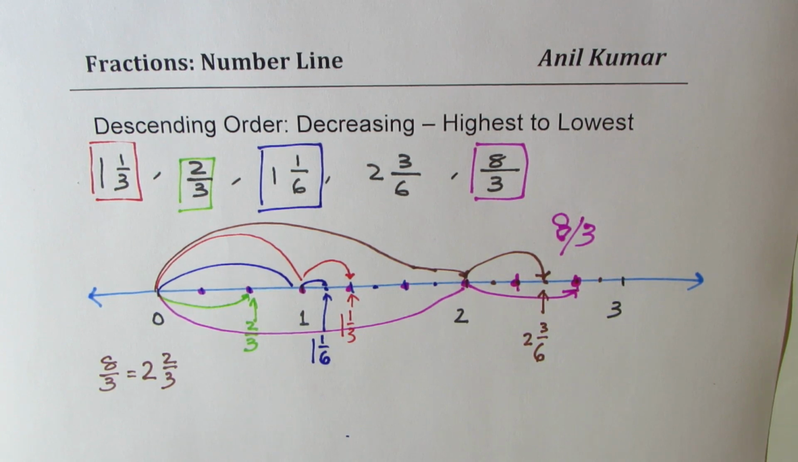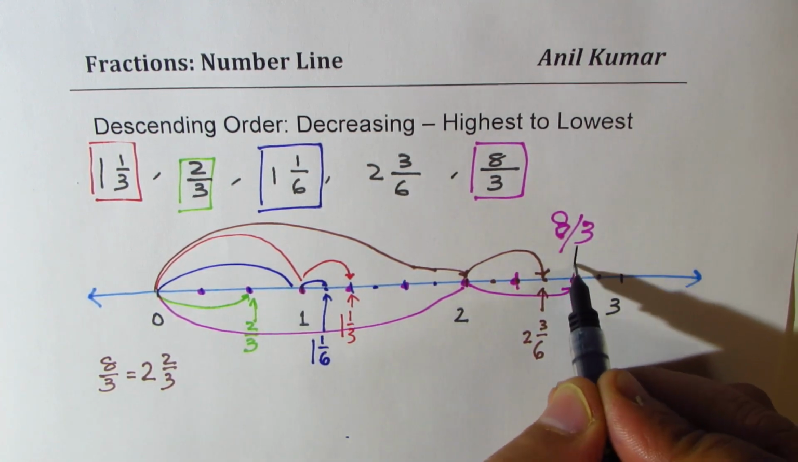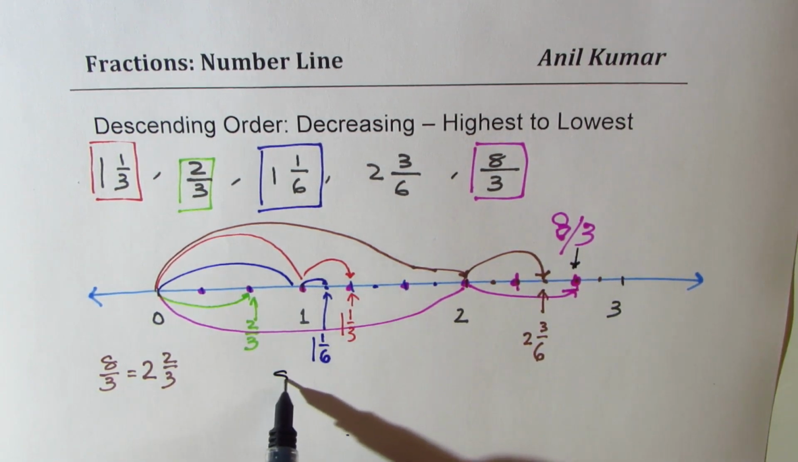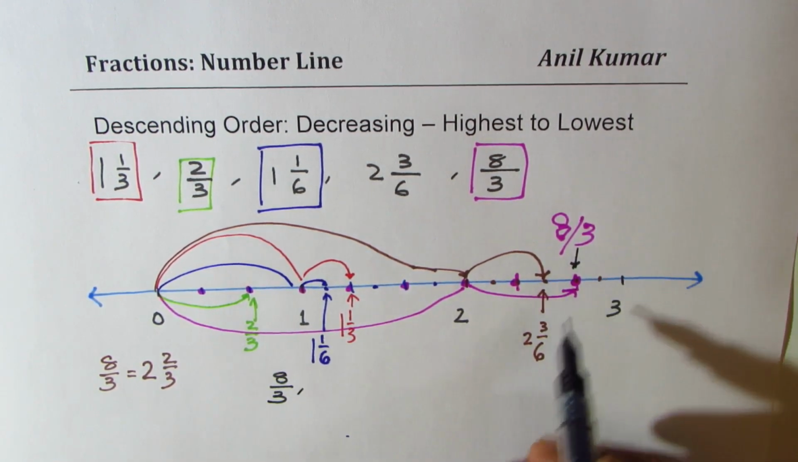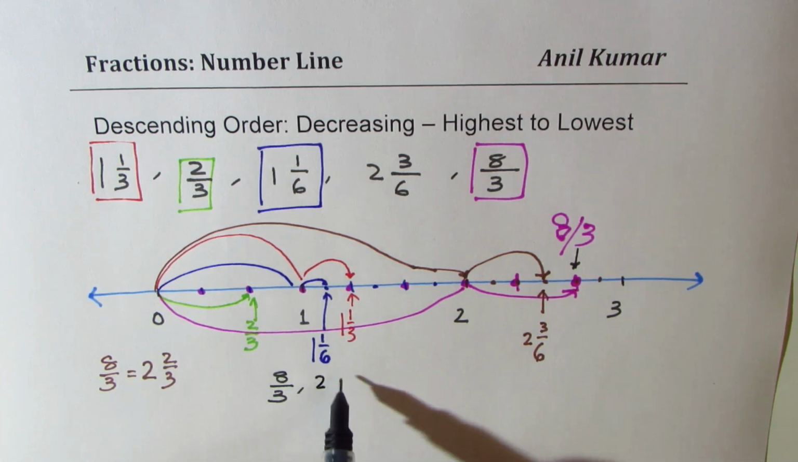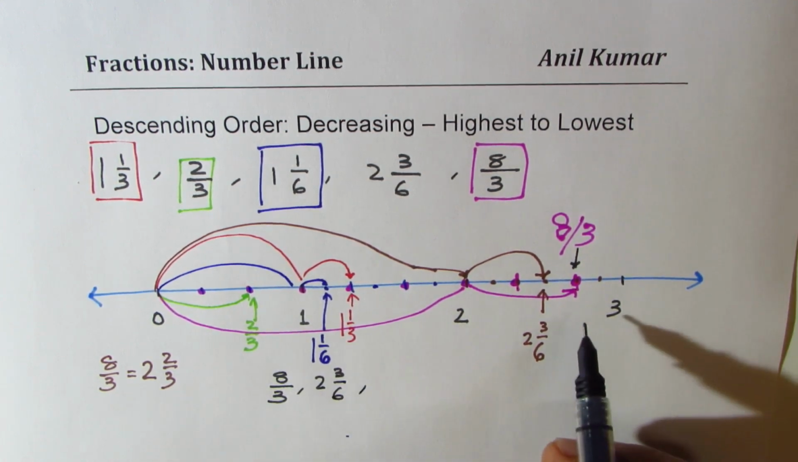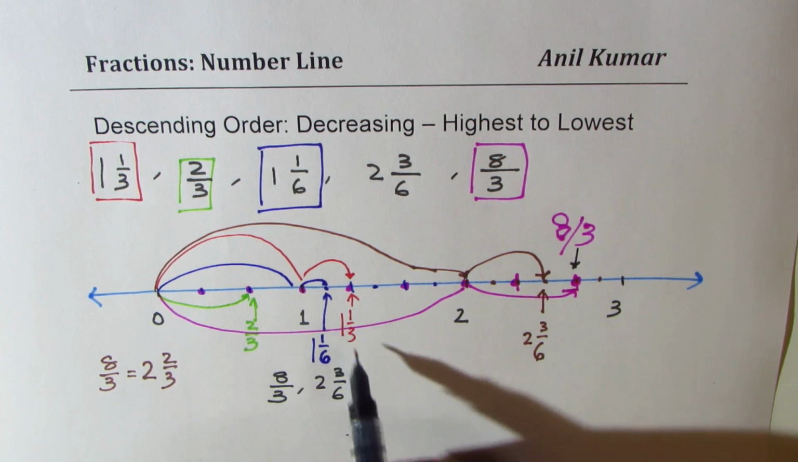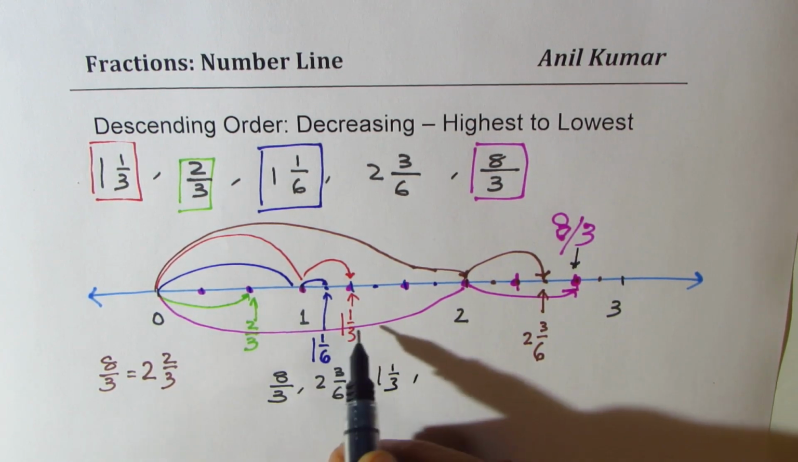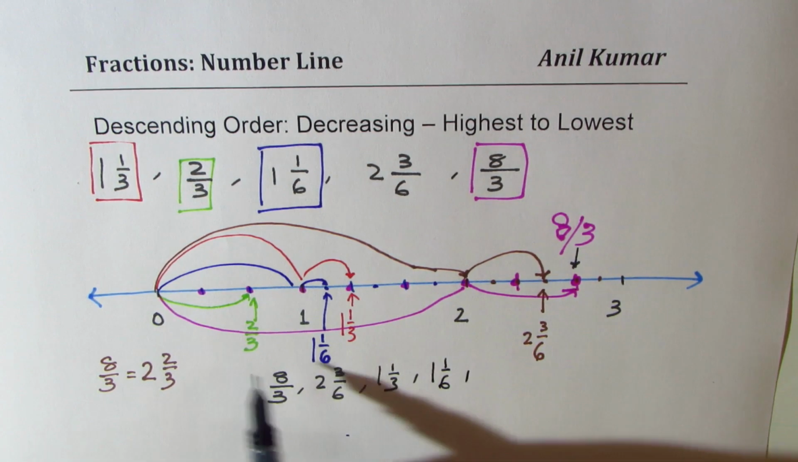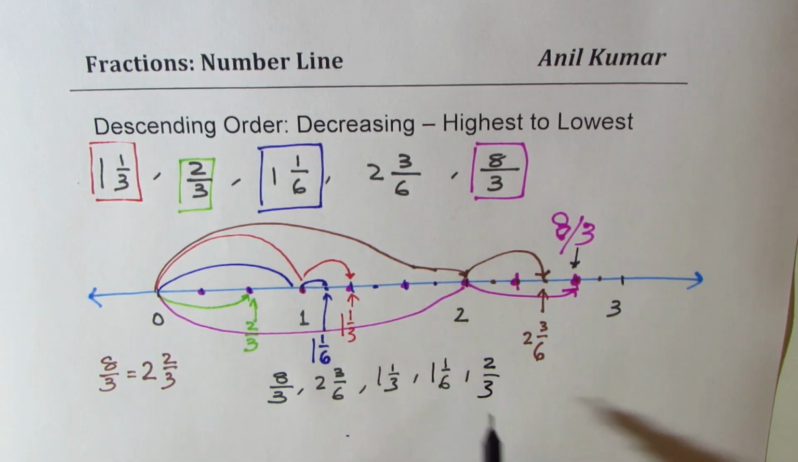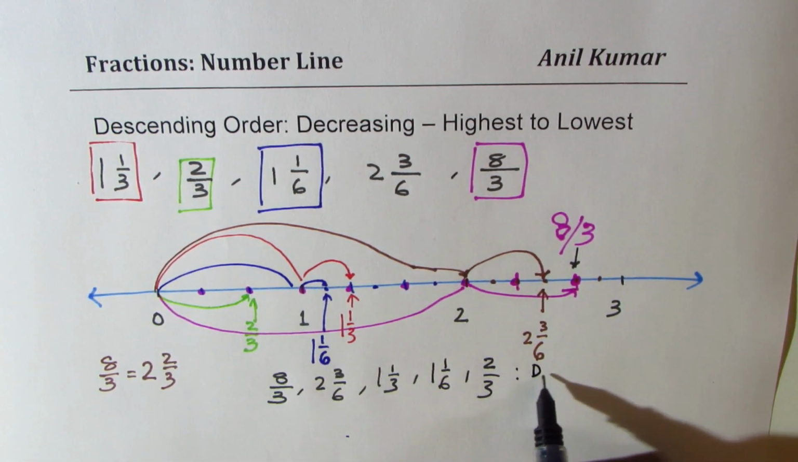Now the numbers are before you. I would like you to write down the answer in decreasing order, which is descending. So you have to write the highest number first. So the highest number here is 8 over 3. So we'll start with 8 over 3, which is the highest, and then 2, 3 over 6. And then we get to 1, 1 over 3. And then we have 1, 1 over 6. And then we have 2 over 3. So these are numbers in descending order.